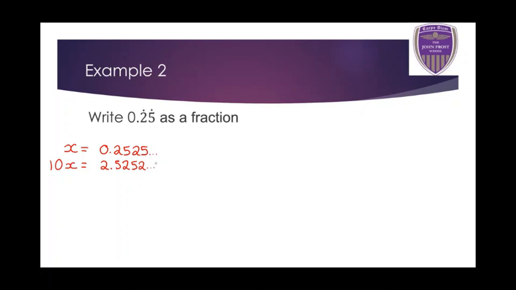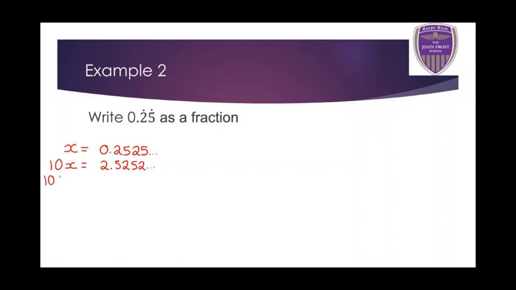2.5252. Now, these numbers after the decimal point, for x and 10x, the decimal places don't match up. They're not the same number. So when it comes to taking x away from 10x, I'm going to have loads of numbers after the decimal point in my answer, which isn't going to be very helpful for turning it into a fraction in the last step. So clearly, I can't be using 10x.